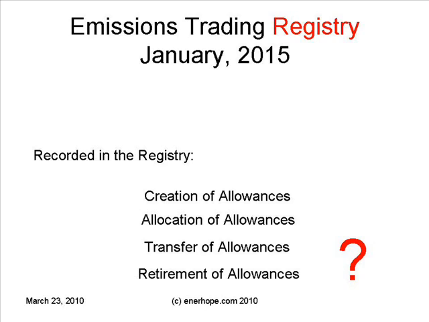The registry shows the creation, allocation, transfer, and retirement of allowances. Transfer and retirement will be described later in this chapter. Any capped facility that wants to buy extra allowances can use the registry to locate allowances owned by other facilities.